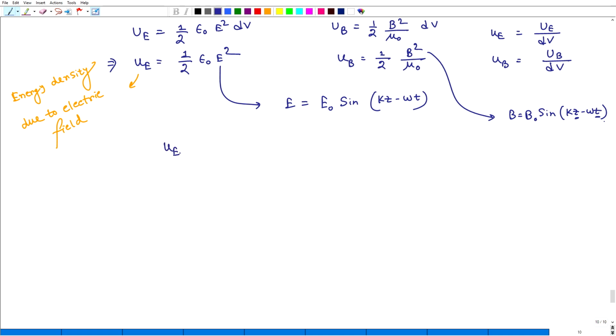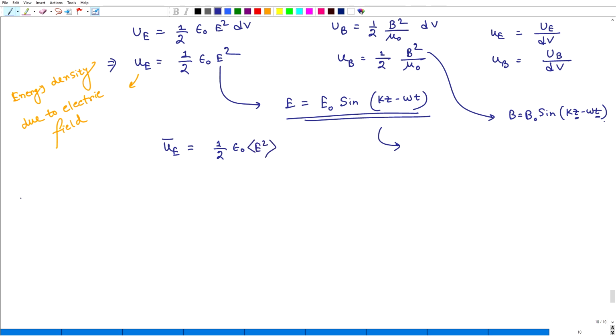So, UE average is half of epsilon naught. So, we can write it like this, E average square, we have to take the average value. So, what is the E average? Focus on this. What is the average value of this sine? We have to take the E square average, right. So, this is E square average.